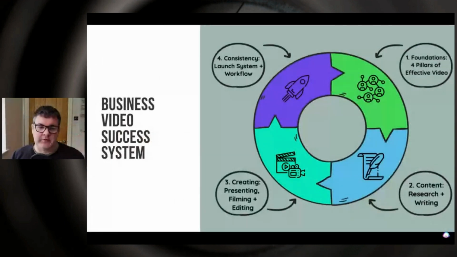Now, in previous presentations, we've talked at length about the 4 pillars of effective video. We've also talked about research and writing, making sure you're targeting what your audience is searching for, and talking about topics that will resonate and help your potential customers. Then there's filming and editing, the technical aspects. And then there's the consistency part, which we've said is absolutely critical if you're going to get any traction over a period of time. That's when you need to work out your launch system, strategy and workflow.